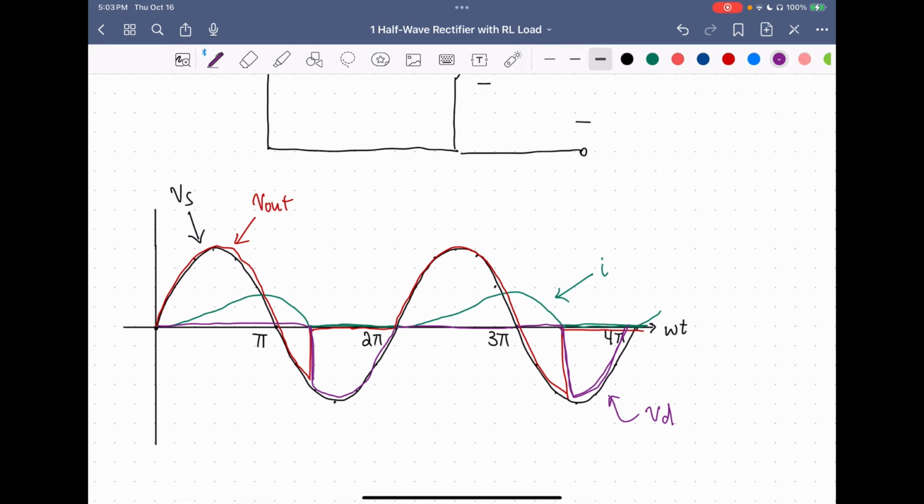So let me just draw the waveforms a little bit thicker so it's more clear. So this is our current through the circuit. And then our output voltage in red follows this trace. And then Vd in purple is our diode voltage.